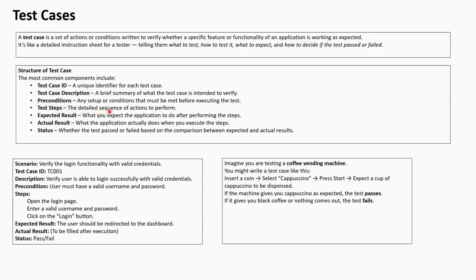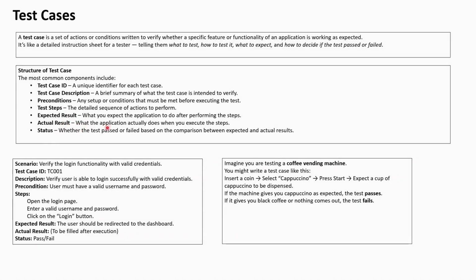Test steps, a detailed sequence of actions that we are going to perform. In case of a login, you have to enter the username, password, and then click on the login button, which will take you to a login successful page. These are written as part of the test steps. Now the expected result, what do you expect the application to do after performing the steps? For example, in case of login, as soon as you enter the username, password, and click on the login button, you will be taken successfully to the next page where you can see the application dashboard and so on. That is called an expected result.